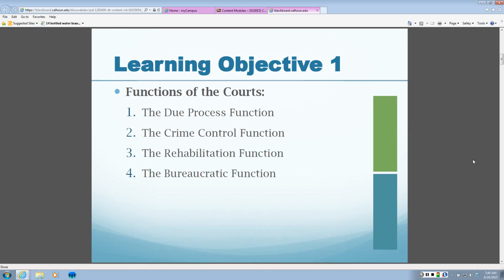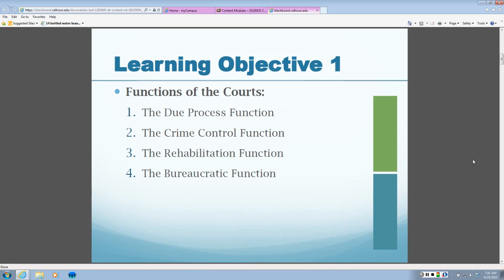And then the fourth function of the courts is a bureaucratic function. The reason I don't call this an actual function of the courts like your textbook does, and this is the first text that I ever heard it called a function of the courts, is it's more like a byproduct. The larger the court system is, the larger the agencies are that handle the functions within the criminal justice system, the larger the bureaucracy. Basically, a bureaucracy was designed to be very efficient. You should have compartmentalization, which means you have certain people that do certain jobs.